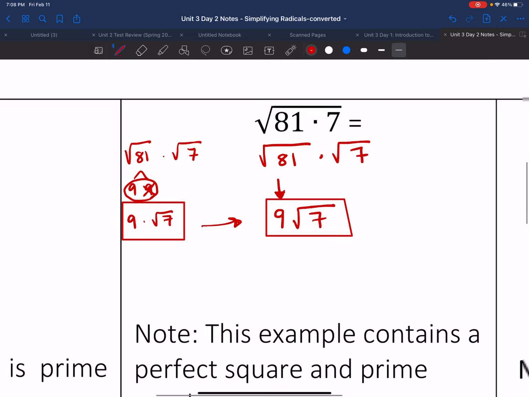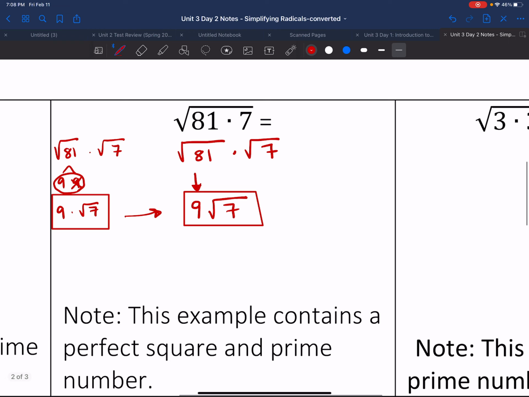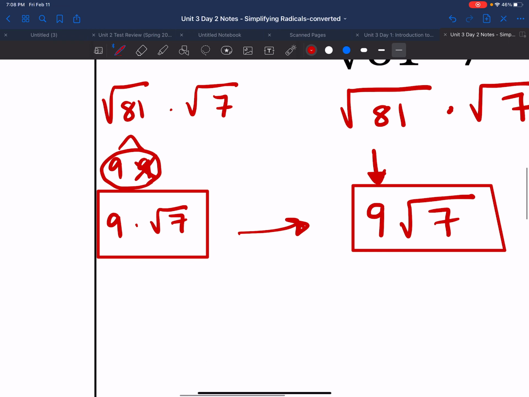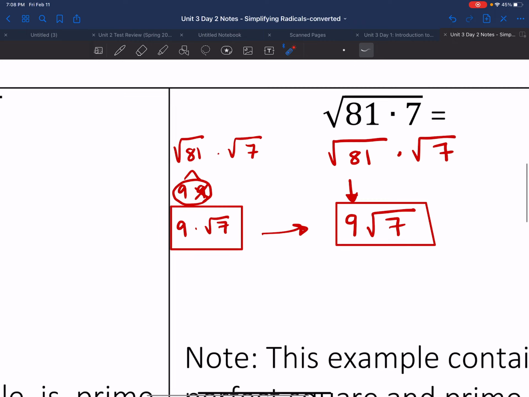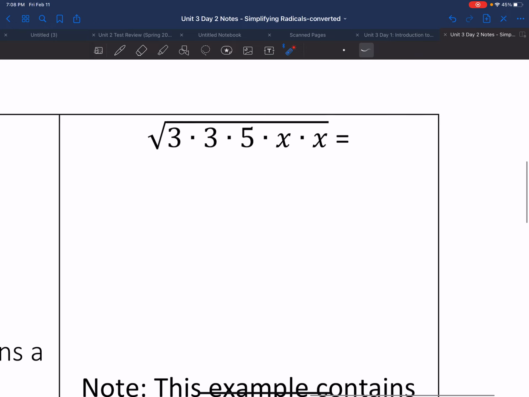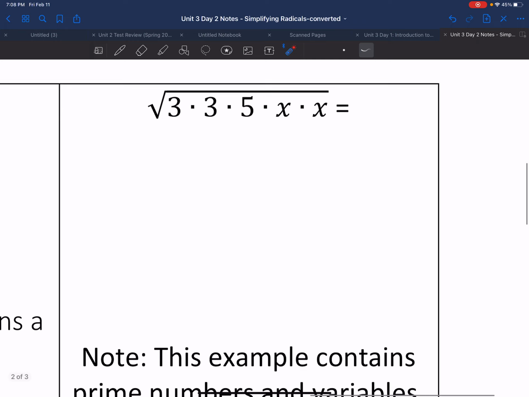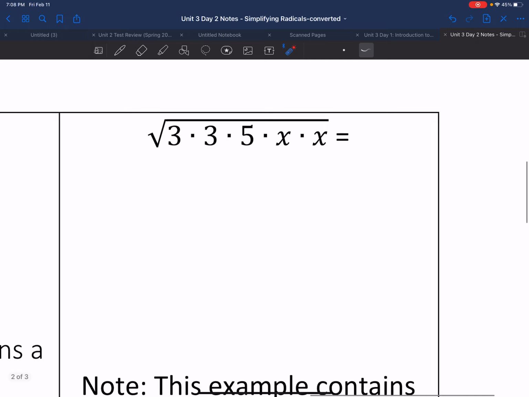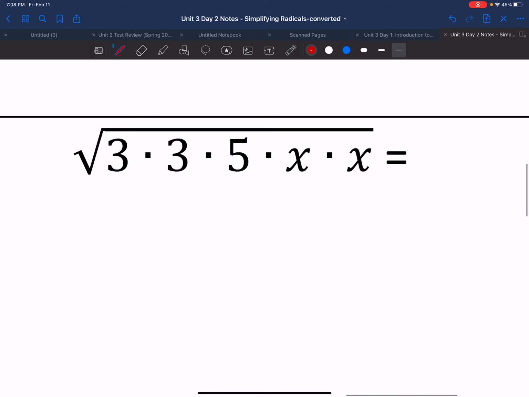Okay? Hopefully this is making sense on what's going on. And by the way, if you want to do this faster, you don't have to do an X. You don't have to eliminate. You can just circle and move one outside of the radical sign, and then it's just going to disappear if you have nothing left, or if you have no pairs left. Okay, let's go ahead and do number 3. This one deals with prime numbers and variables. So let's go ahead and circle our pairs.